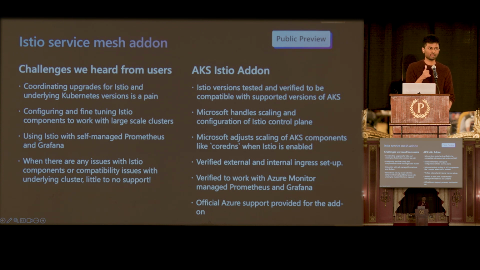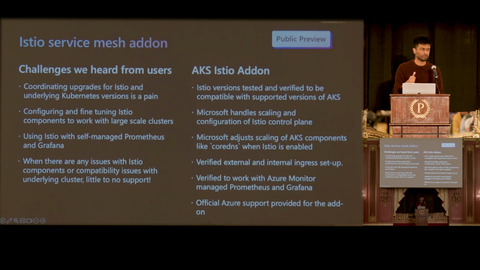Second, we handle the scaling and the configuration. We set up the Istio add-on for high availability and so on. Next, we also set up the CoreDNS for large-scale clusters and fine-tune it to be able to handle the large number of requests. And then we also have external and internal ingress already available.